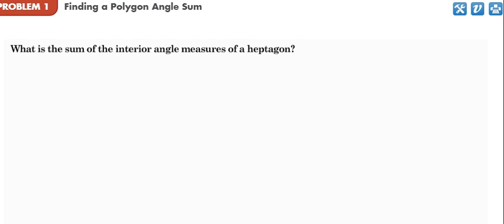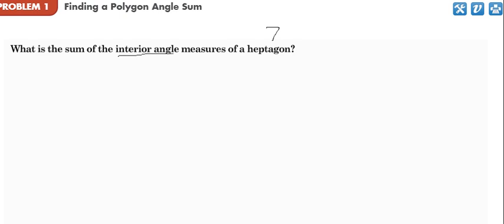Well, we know it's a polygon, and a triangle has 3 sides. A quadrilateral has 4 sides. 5 sides is a pentagon. 6 sides is a hexagon. A heptagon is going to be 7 sides. So we know it's 7 sides, and we want to find the interior angle measure.